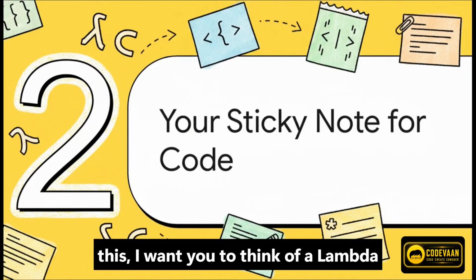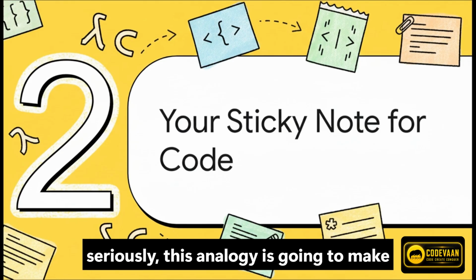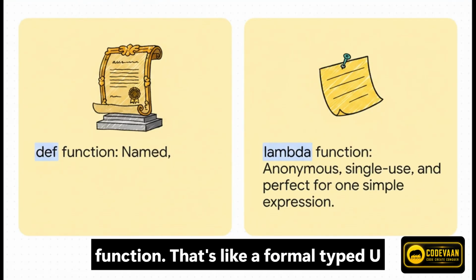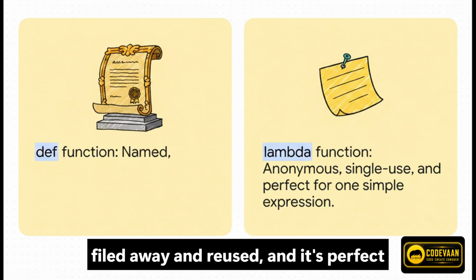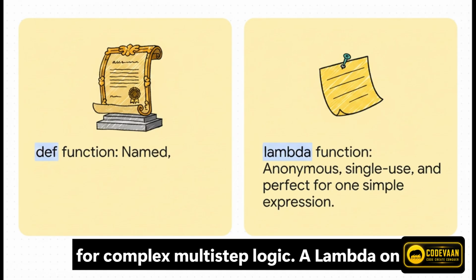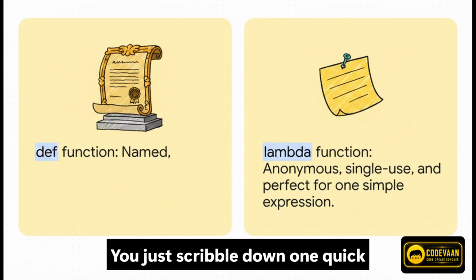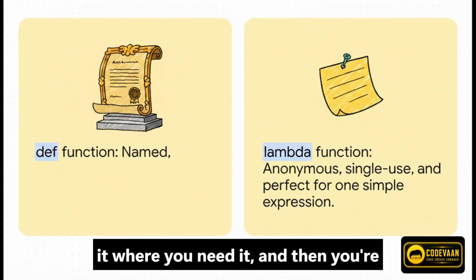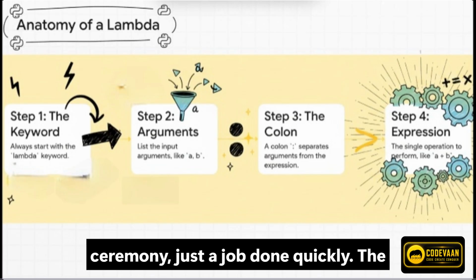To really get your head around this, I want you to think of a lambda as a sticky note for your code. Seriously, this analogy is going to make everything click. So a regular def function, that's like a formal typed-up document. It has a name, it's meant to be filed away and reused, and it's perfect for complex, multi-step logic. A lambda, on the other hand, that's your sticky note. You just scribble down one quick instruction for a single-use task, stick it where you need it, and then you're done. You mentally toss it. No name, no ceremony, just a job done quickly.